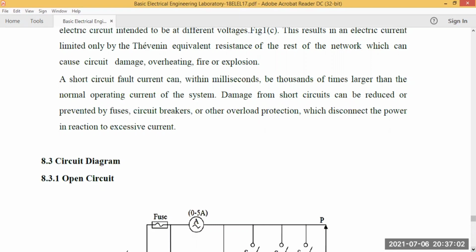A short circuit fault current can within milliseconds be thousands of times larger than the normal operating current of the system. So this is prevented by fuses, circuit breakers and other overload protections, which can disconnect the power in reaction to the excessive current.